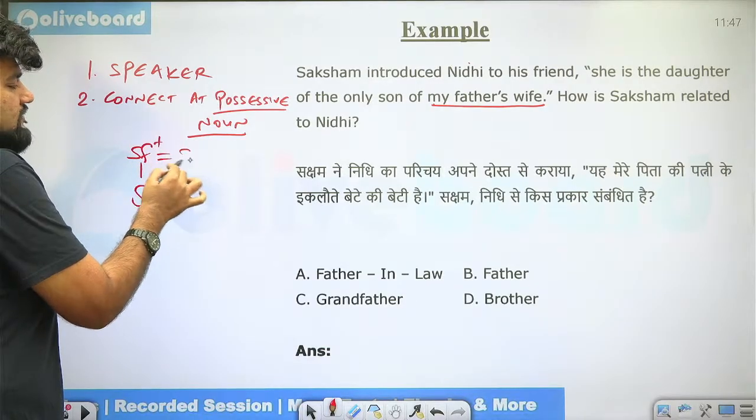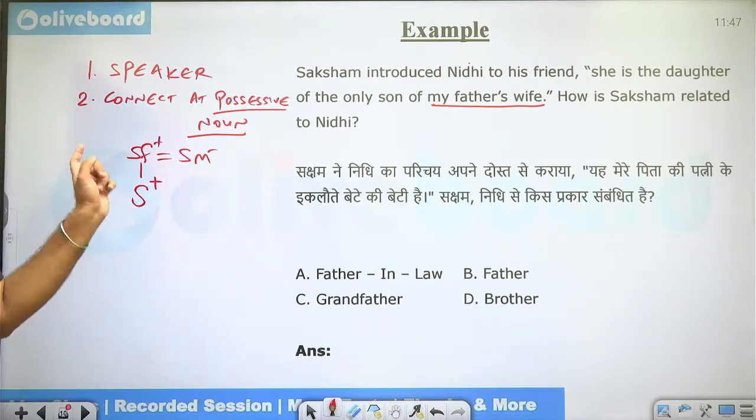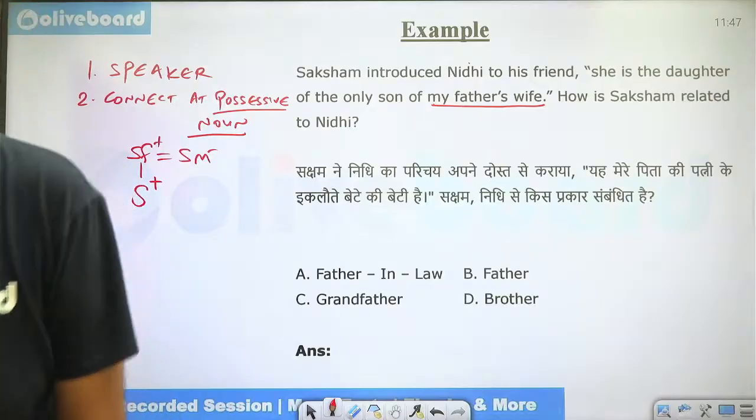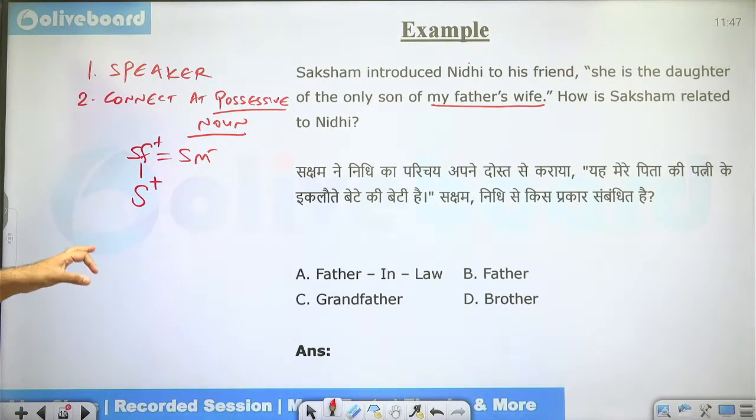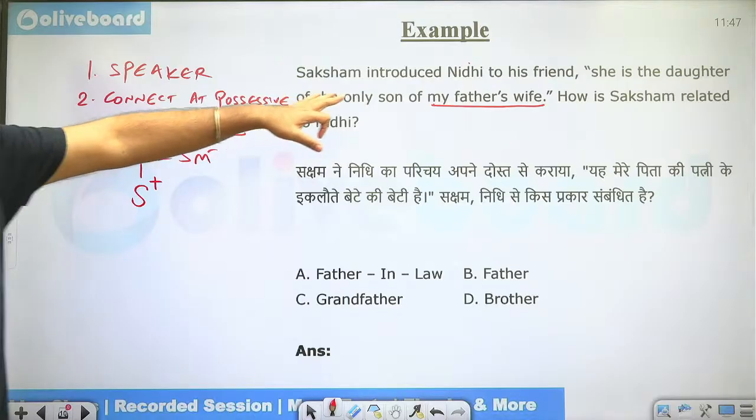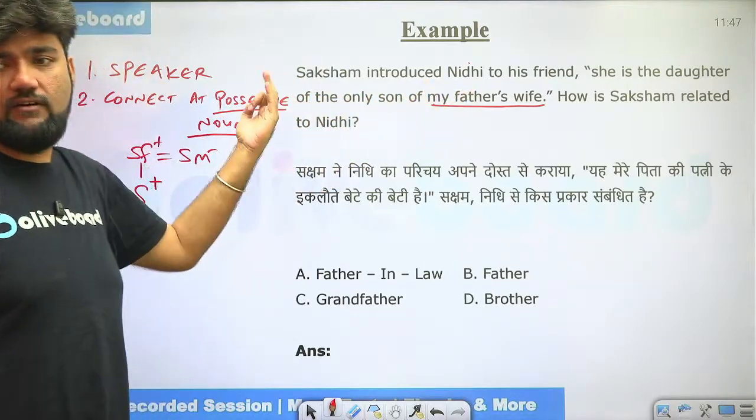Saksham's father's wife is Saksham's mother. So you will have to use initials like this: SM, SF, Saksham's father, Saksham's mother. Okay. Cool. Now from here, once you have depicted this, come back in the reverse order.